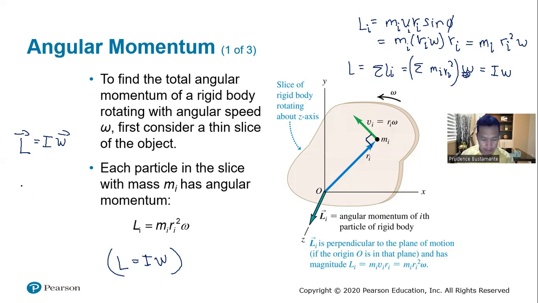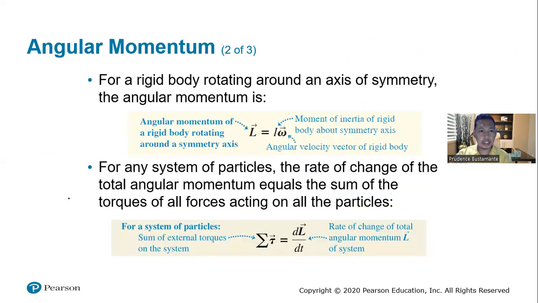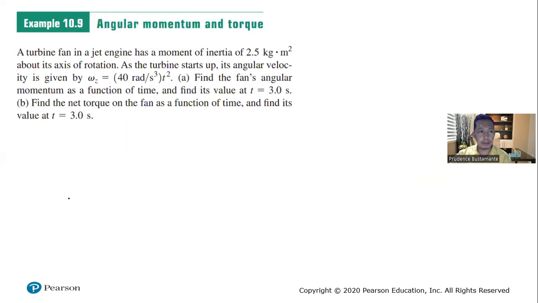So again, for any system of particles, the net torque is equal to dL over dt. Let's try to apply this one. This is for a rigid body and for any system of particles. So this is our formula. So we have here an angular momentum and torque.